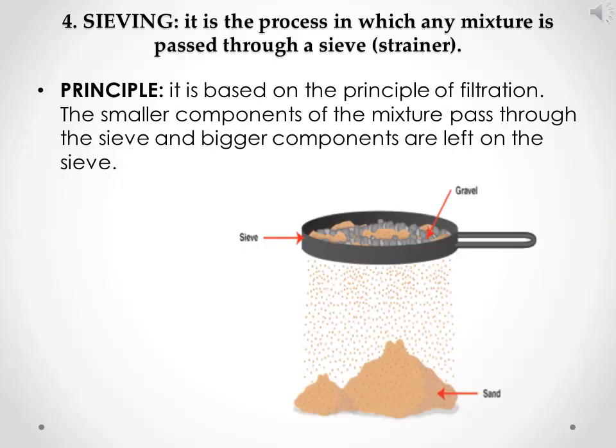Sieving is a process in which any mixture is passed through a sieve or a strainer. It is based on the principle of filtration. The smaller components of the mixture pass through the sieve and bigger components are left on the sieve. The method is that the mixture is taken on the sieve and given mechanical force. The smaller components pass through the sieve and bigger components are left behind, as we can see in the picture.